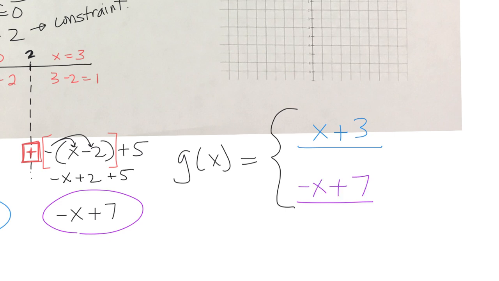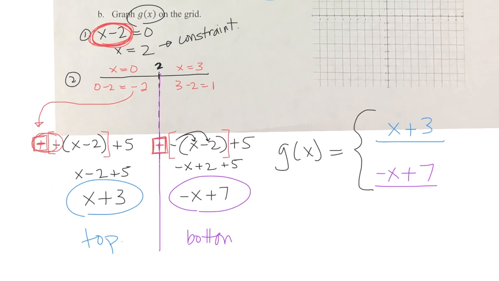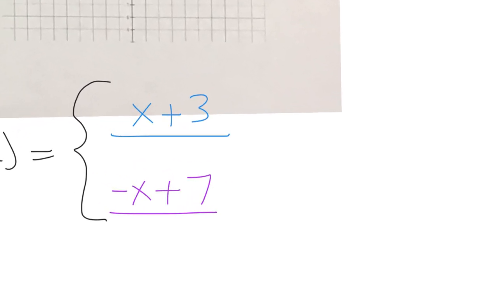So when you literally make your 2, everything to the left of the 2 is the top equation, and everything to the right of the 2 is the bottom equation. And if we had 2 of them, then we'd have a middle section, and that would be the middle equation. So now we're just missing the constraint. And that constraint was when x was less than 2. To the left of 2, we had x plus 3 as your answer. And if you went to the right of 2, we had negative x plus 7 as the answer.